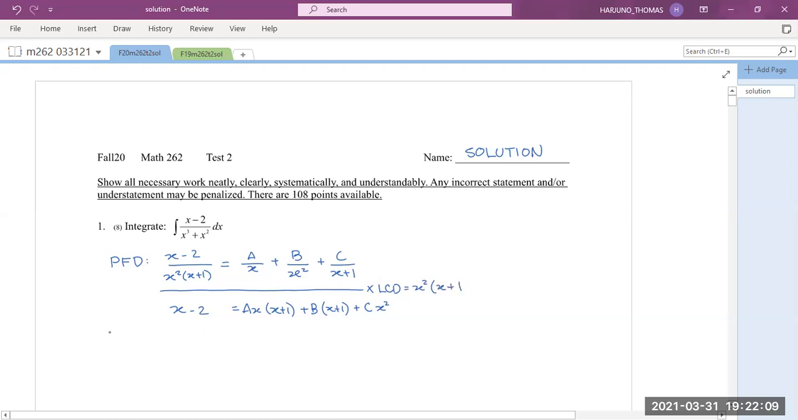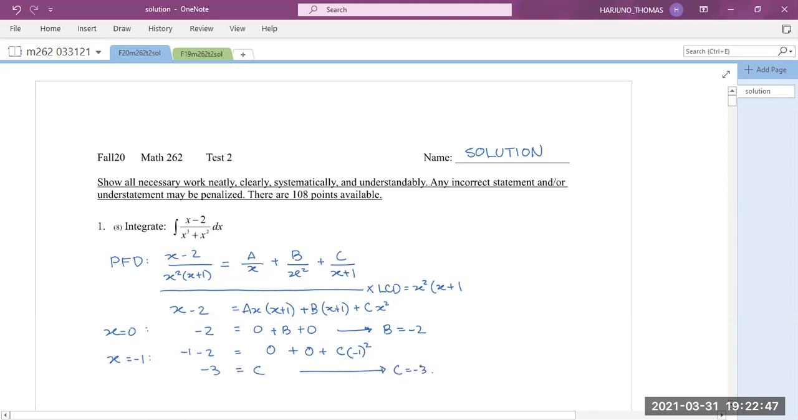Now from here, let x equal 0. It will be negative 2. This is 0 plus b plus 0, which means b is negative 2. When x is negative 1, negative 1 minus 2 equals 0 plus 0 plus negative 1 squared times c. So negative 3 equals c.